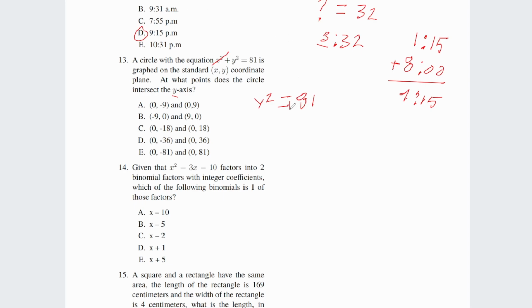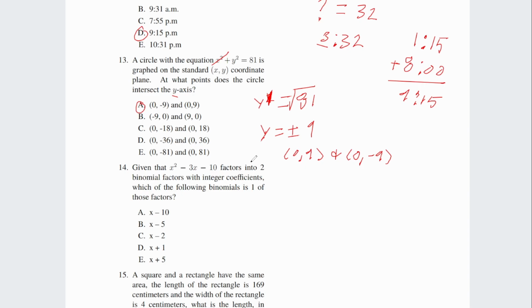And this is the same as solving the square root of 81. So y is going to equal plus or minus 9. Simple enough. So we're going to end up with the points (0, 9) and (0, negative 9). So that is answer choice A.